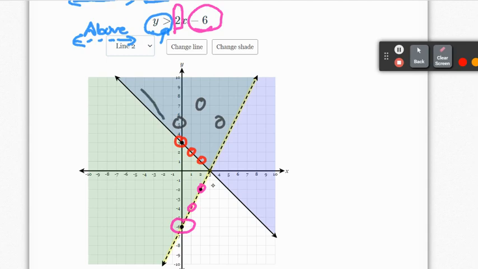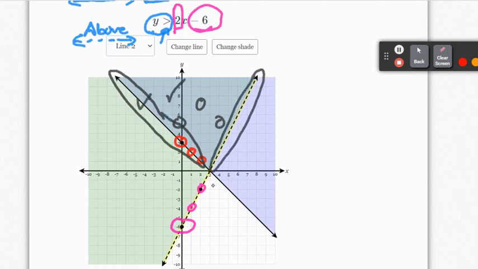Anything on this solid line is a solution. So these are all good up here. This is good. Anything on this dashed line is no good. Anything in this single shaded, no good, no good, no good down there either. So anything in the double shaded region.